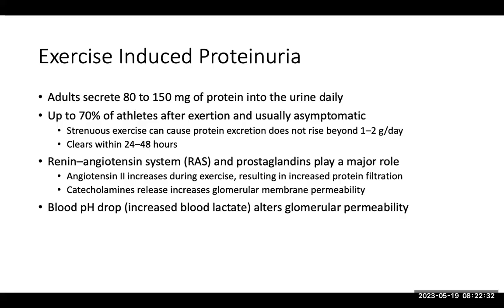We can also have false positives on the UA for proteinuria. If the urine is very concentrated, the patient's very dehydrated, or there's contamination with an antiseptic. Pyridium, which is common in azo UTI prevention medications, can cause a false positive. And if the urine is highly alkalinized, it can come up positive.